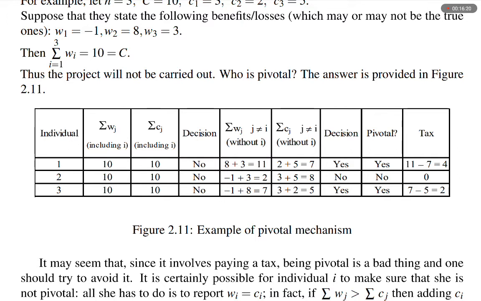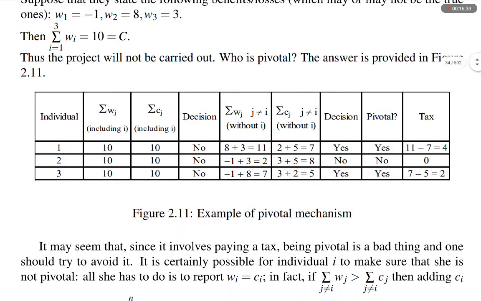The decision is yes. Pivotal, yes. Tax is 11 minus 7 equals 4. For individual 2, the sum of W sub j, including I, is 10. The sum of C sub j, including I, is 10. Decision, no.